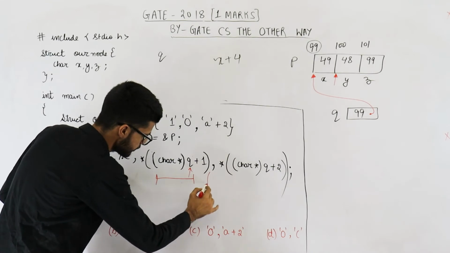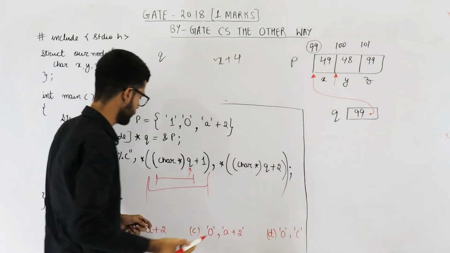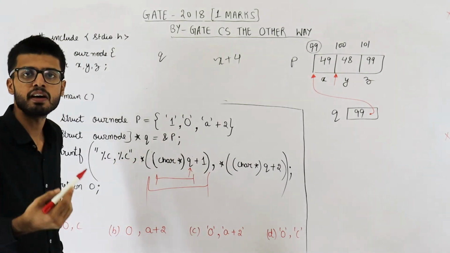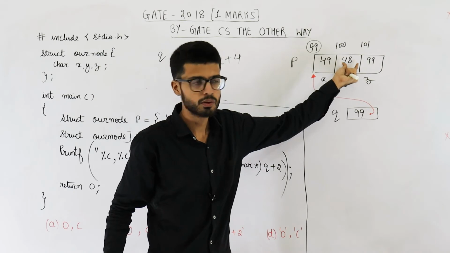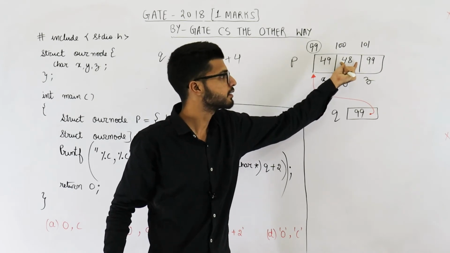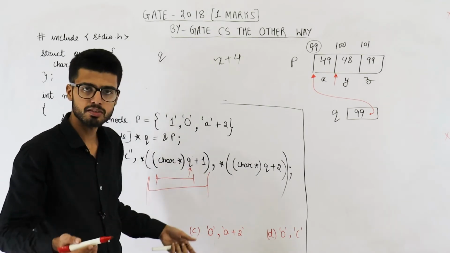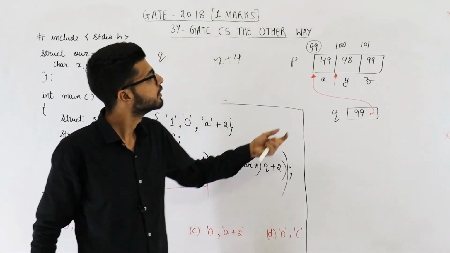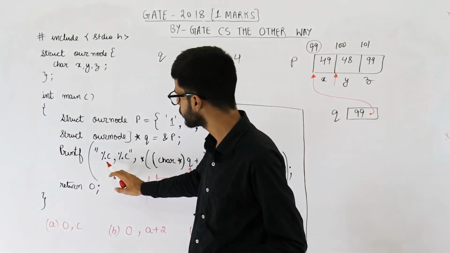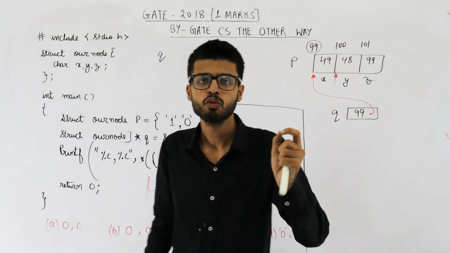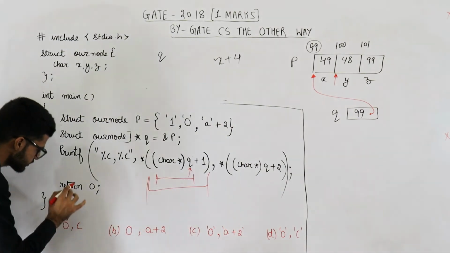So from here to here, we are referring to this address. Writing star means take the value at that address. The value at that address is 48. Now treat it as a character. This was a character address, plus 1 means you will get a character address only. So if you treat 48 as a character and try to print it, what will be printed? 48 is the ASCII value of 0. So 0 will be printed.